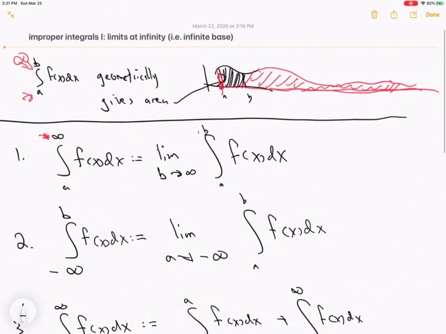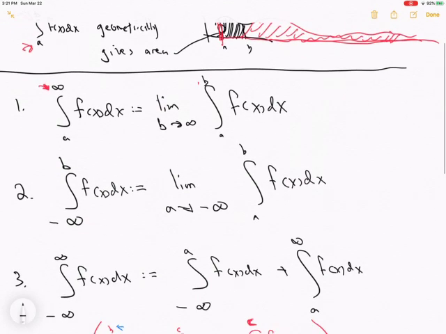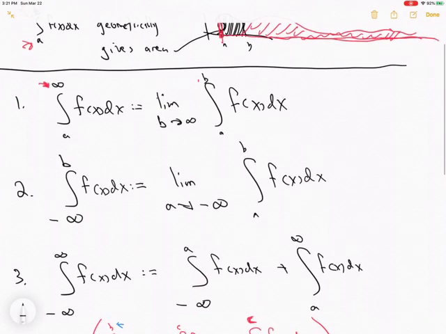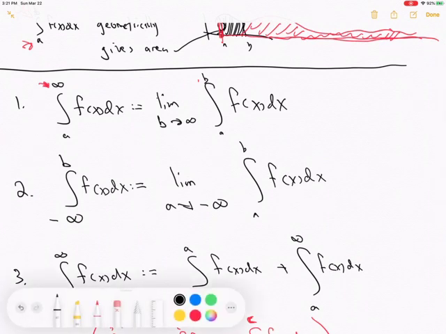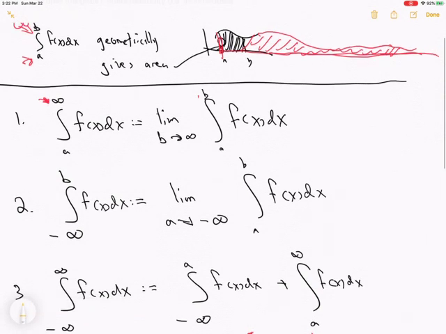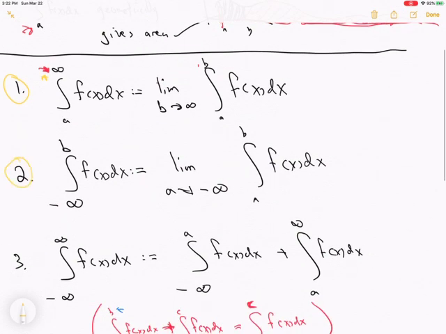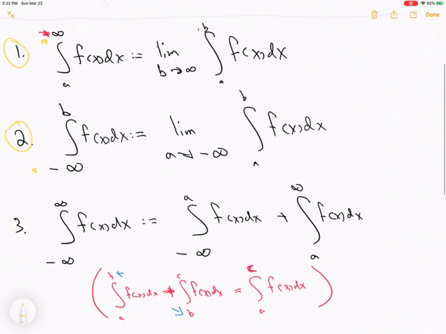Alright, so I just introduced the first type of improper integrals. These are limits at infinity. So basically there are two or three types of integrals. You're integrating from, I'll use yellow to mark what I'm talking about. The first type here is if you're doing an integral from some number up to infinity. The second type is if you're integrating from negative infinity up to some number. And the third type is integrating from negative infinity to positive infinity.